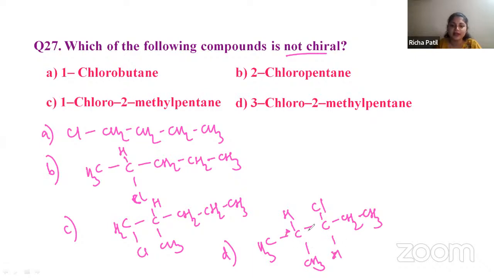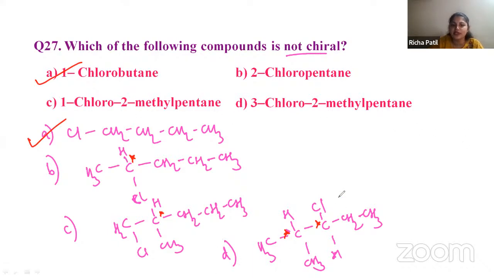So this is chiral. I'll just mark it with another color. You can see, this is chiral, this is chiral. So just see which is not chiral. Around this also you have a chiral carbon. In this case, do you have a chiral carbon? No. So it is A. The option is A, right? Yes, correct. A is the correct answer.